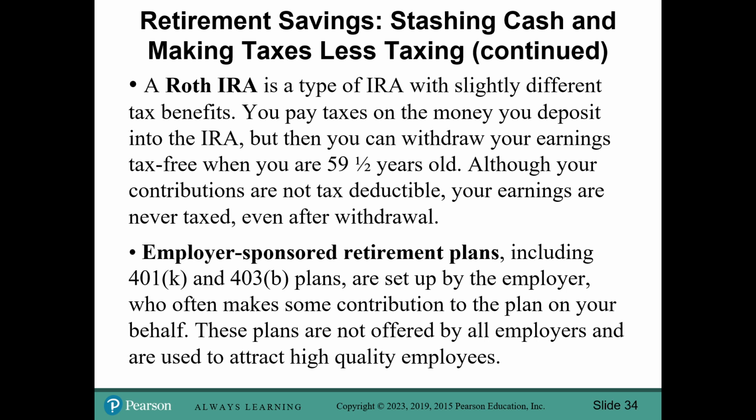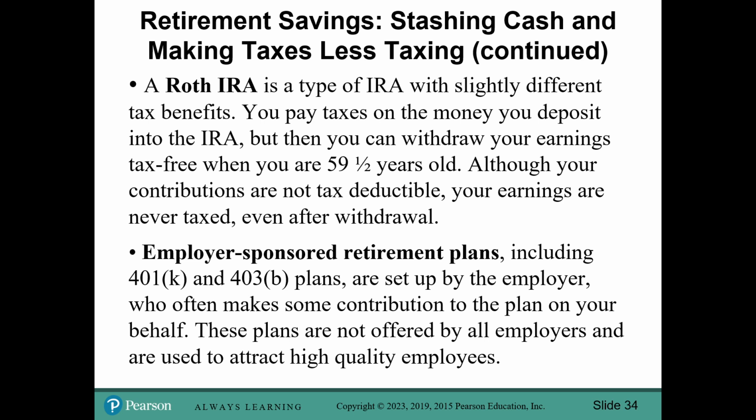We have a Roth IRA. A Roth IRA is a type of IRA with slightly different tax benefits. You pay taxes on the money you deposit into the IRA, but then you can withdraw your earnings tax-free when you are 59 and a half years old. Although your contributions are not tax deductible, your earnings are never taxed even after withdrawal.